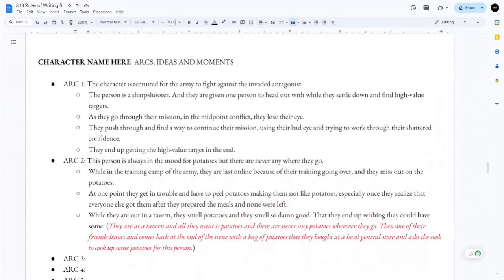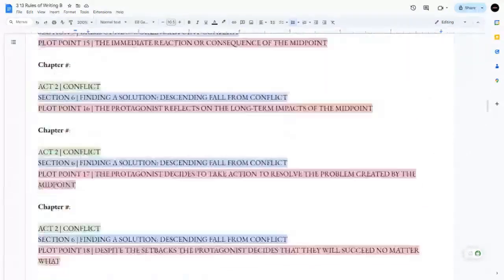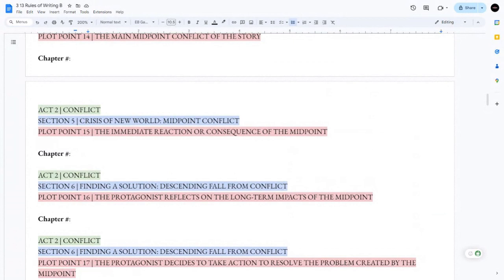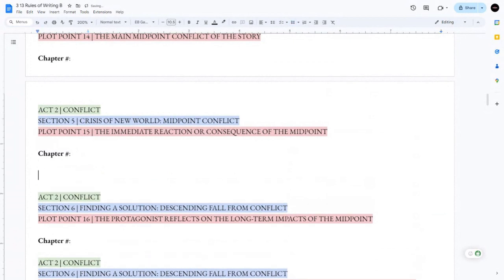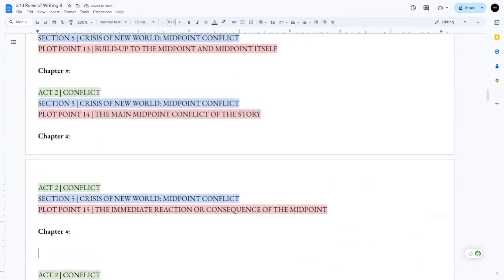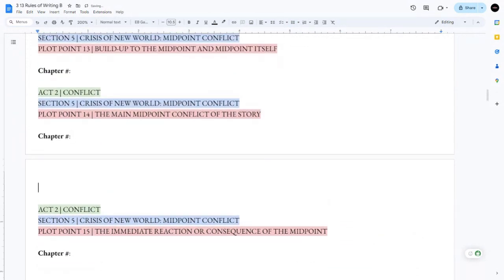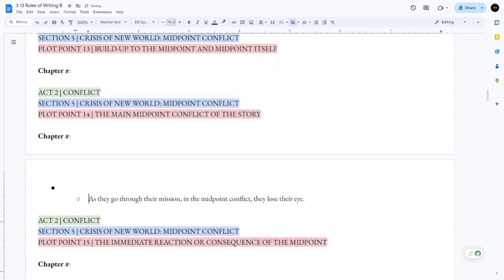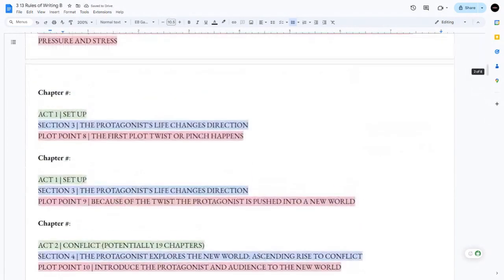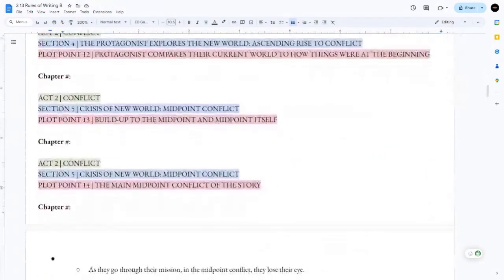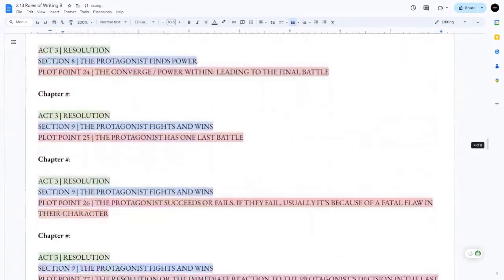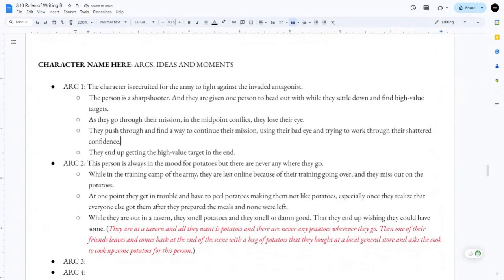The person is a sharpshooter where, as they go through the mission in a minute, they lose an eye. Son of a bitch. How'd they lose their eye? All right. So that's going to be the midpoint conflict. Oh, not this one. The midpoint conflict. Okay. Let's get the character. I guess I could have just written that, but I'm lazy. All right. Let's go back down. I'm going to show you this a little bit better, but just give me one moment.